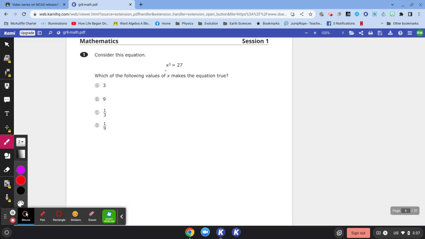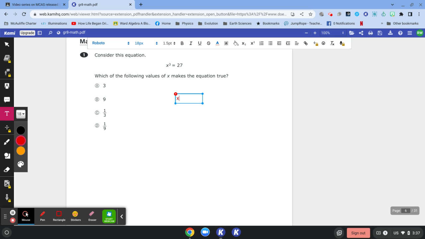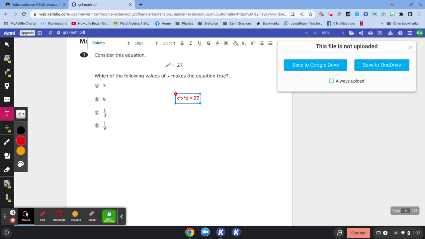Consider this equation, x cubed equals 27. Well, what that means is there's some number times itself that equals 27. X cubed means x times x times x equals 27. So one way to think about that is what are the factors of 27?